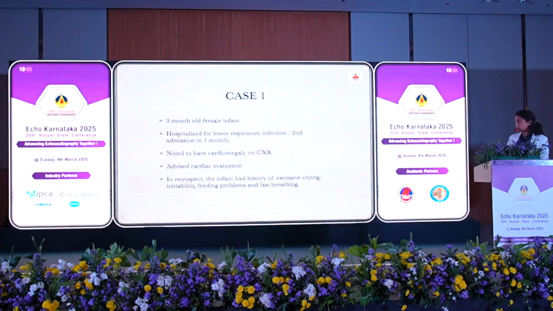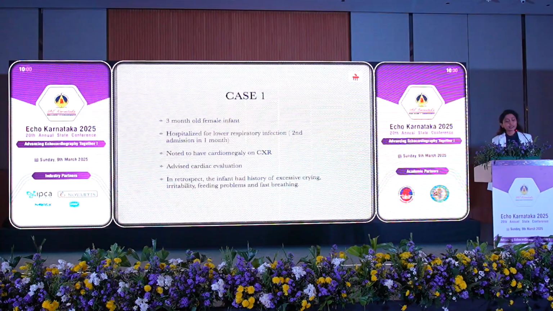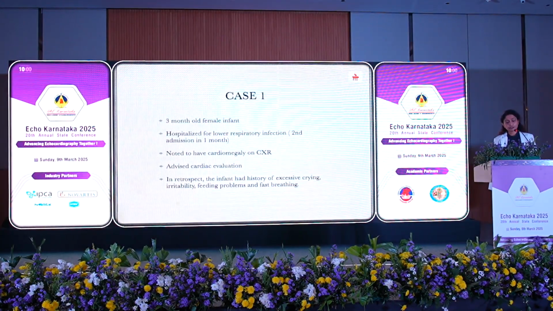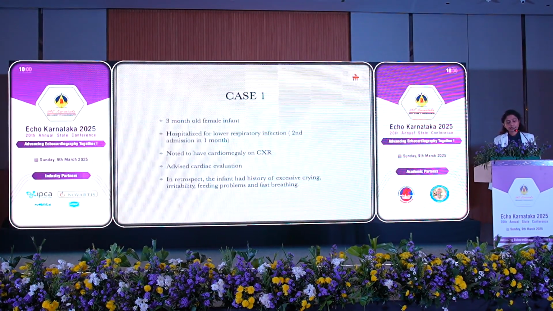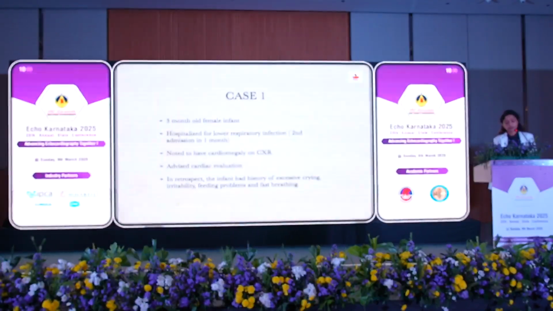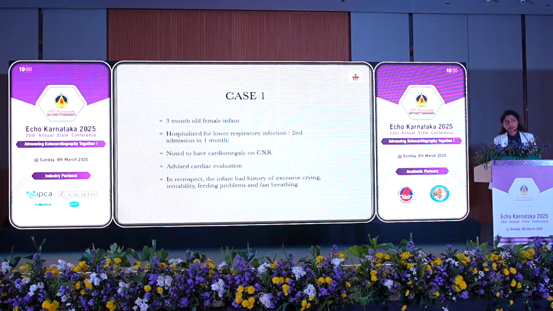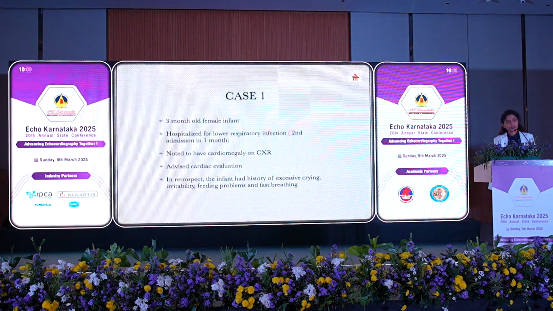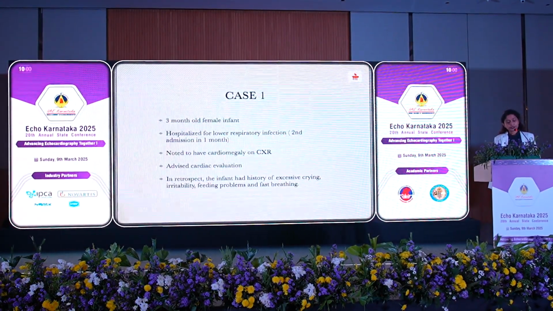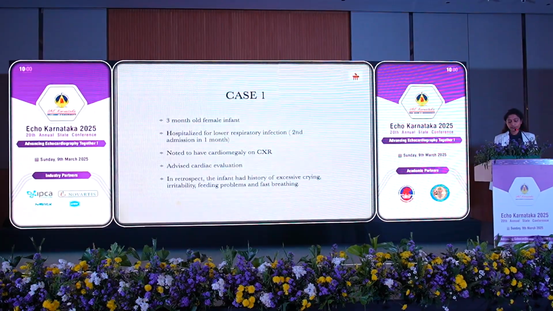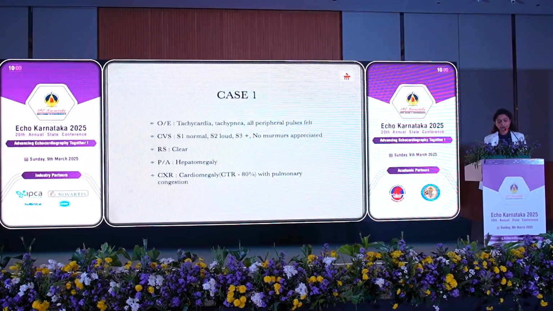So this was a 3-month-old female infant who was hospitalized for frequent respiratory infections. In fact, she was hospitalized for the second time. The cardiomegaly was noted on chest x-ray and hence a cardiac evaluation was asked for. In retrospect, that is after coming to the diagnosis, when we asked a little bit into history, there was some history of excessive crying, irritability, feeding issues and fast breathing. The pediatrician, due to the cardiomegaly on chest x-ray, asked for a cardiac evaluation.